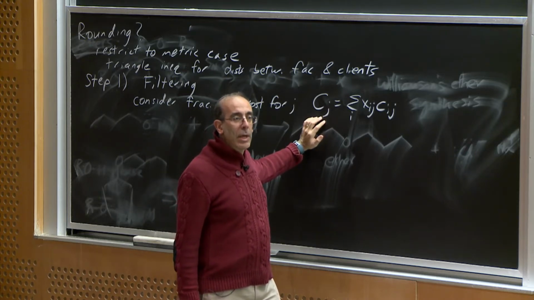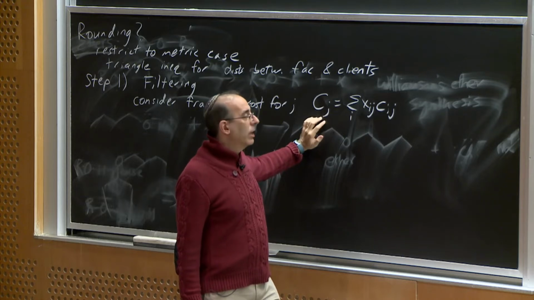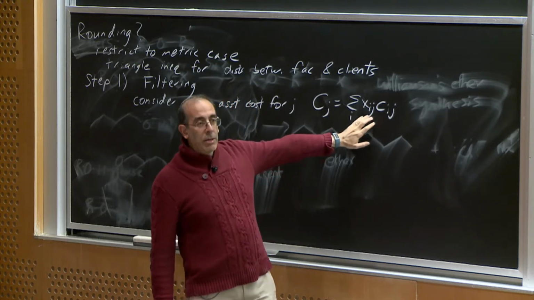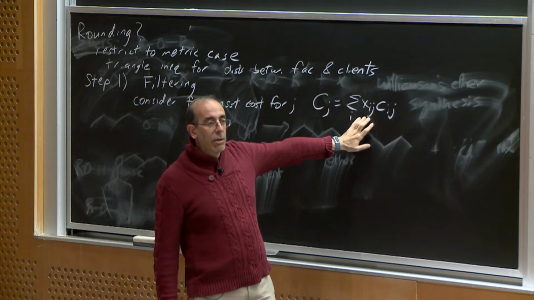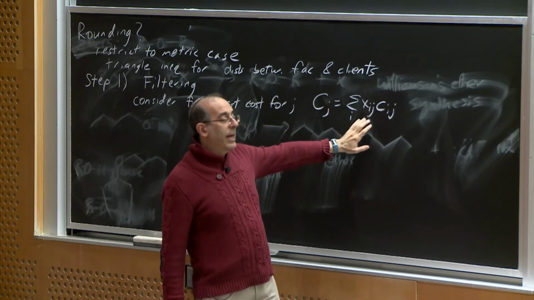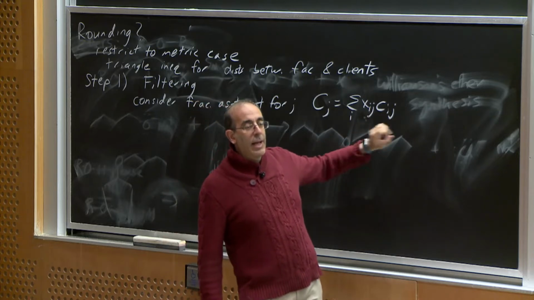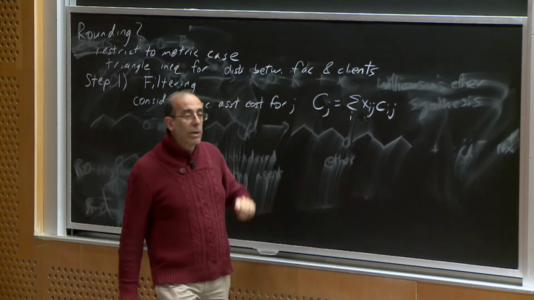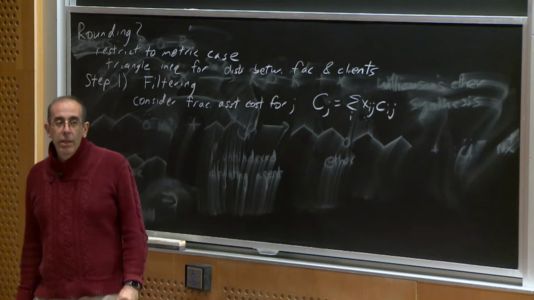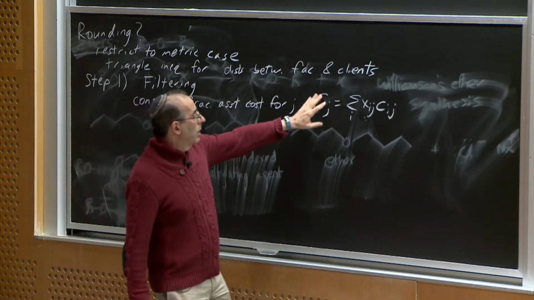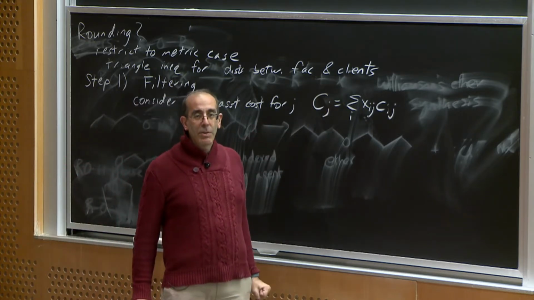Okay? Now, what can go wrong with that, right? We've got some non-zero xij's here, right? Can I just take any one of them that's non-zero and use that as the facility for client j, if my goal is to get something close to Cj as my assignment cost?